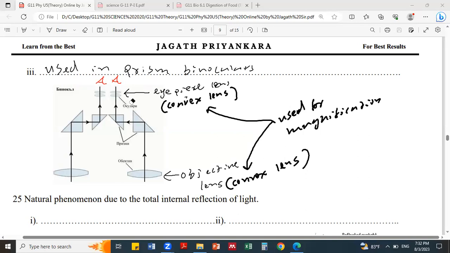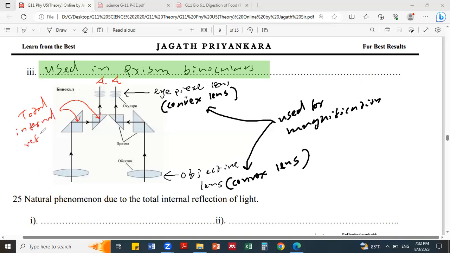But they will not ask you to draw this diagram in the exam. Students don't need to memorize how to draw this. What you have to remember is that binoculars contain lenses for magnification and total internal reflection here. If you can put an arrow and label this one as total internal reflection. Total internal reflection, even here. In each prism, the light undergoes total internal reflection. Okay.